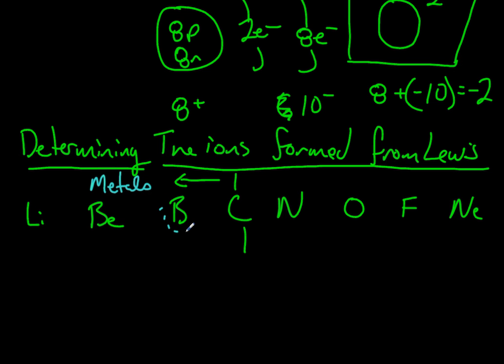Boron is kind of special. It's technically considered to be a metalloid. I'm not going to worry about that too much right now. We're safe in this scenario just treating it as a normal metal. These definitely are metals, okay? And then off to the right of carbon are the nonmetals, okay?